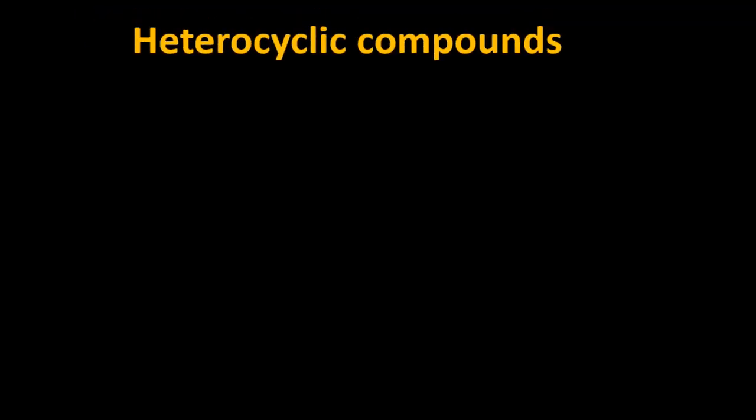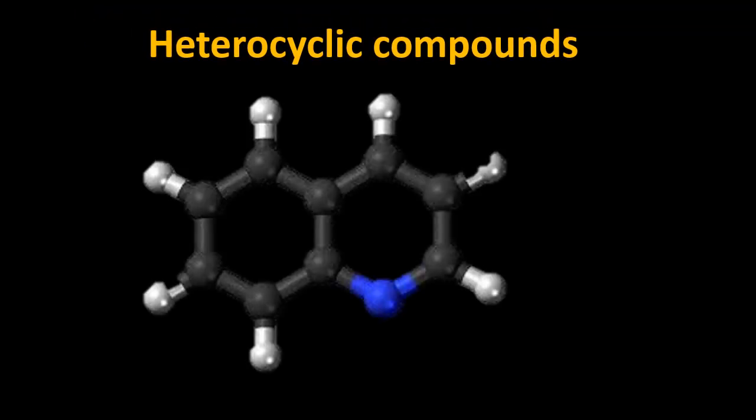Heterocyclic compounds. Now what is this? Yes, this beautiful structure is quinoline. Now how is it different from homocyclic compounds? Because it contains nitrogen in it. This blue color is representing nitrogen. Quinoline has 9 carbons in it: 1, 2, 3, 4, 5, 6, 7, 8 and 9. While one nitrogen makes it a heterocyclic compound.